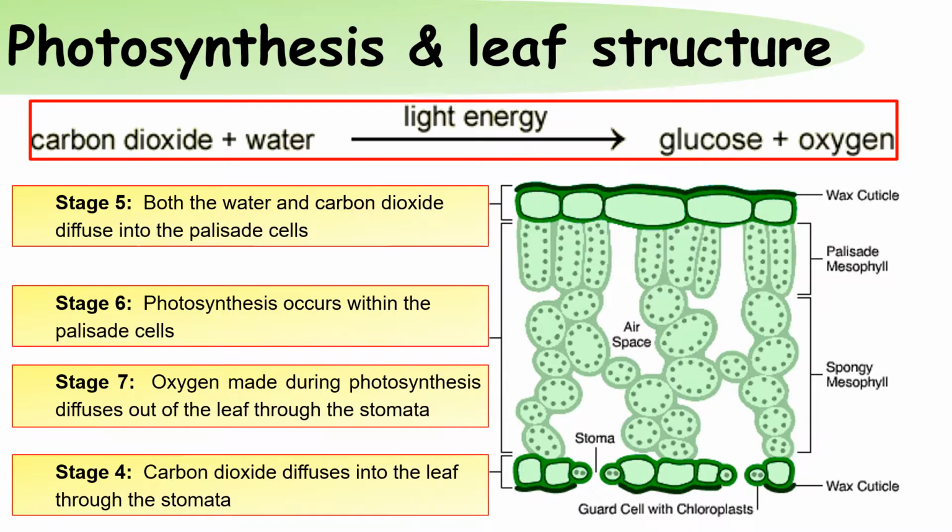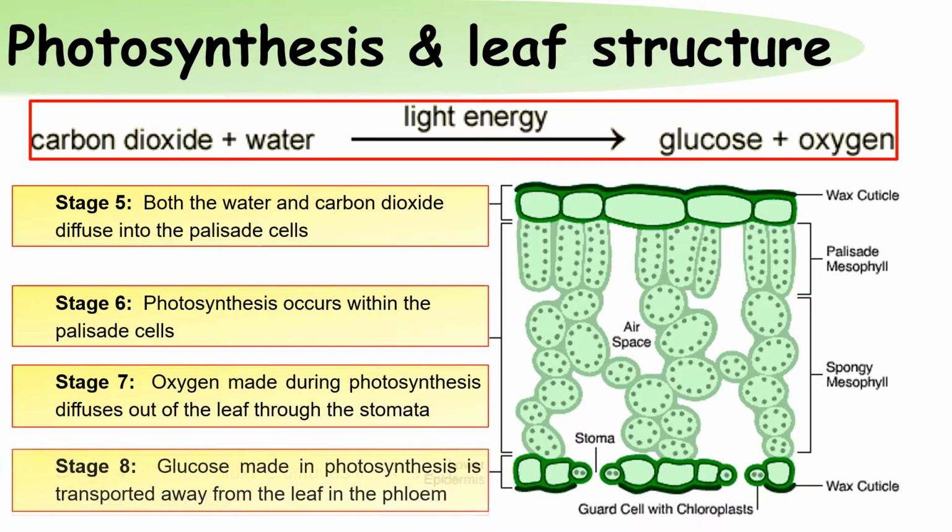Oxygen made during photosynthesis diffuses down a concentration gradient into the air spaces and out of the leaf. And finally, the glucose made in photosynthesis is transported to other parts of the plant through the phloem.